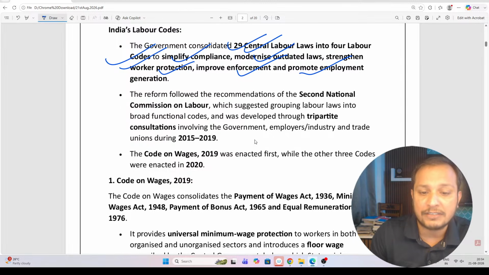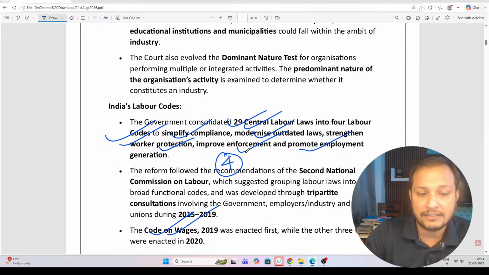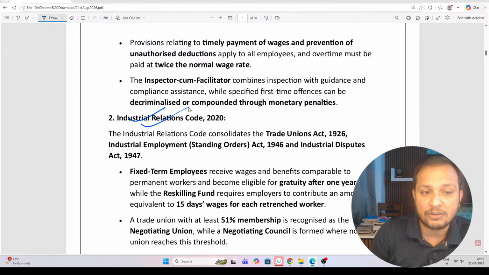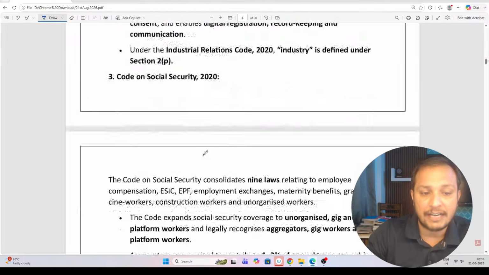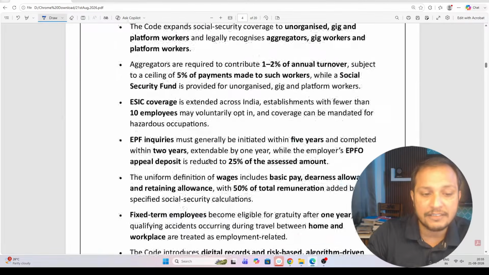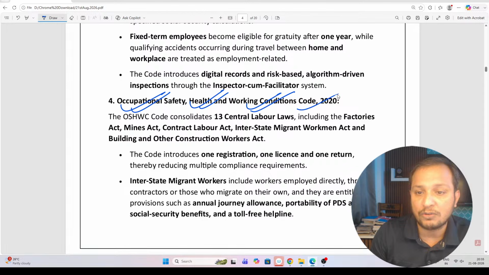These labor codes are what? There are 4 labor codes. We have the code on wages, okay, this is the first labor code. Then we have industrial relation code. Then we have the code on social security. Then we have occupational safety, health and work conditions code 2020.